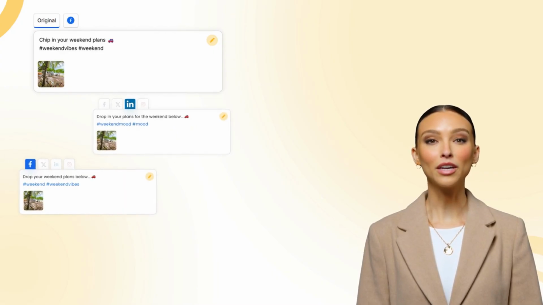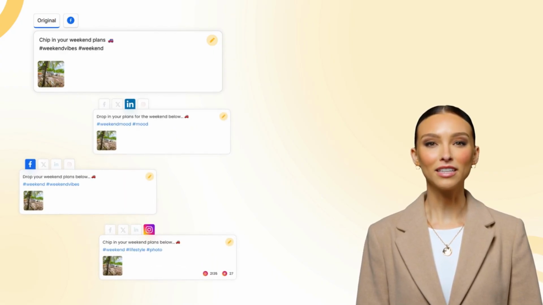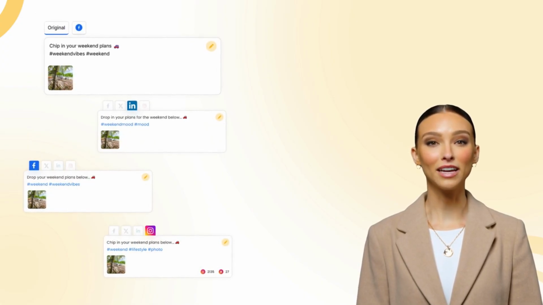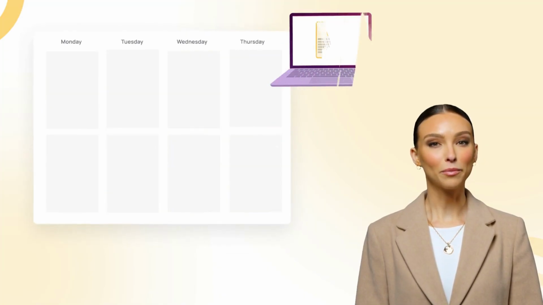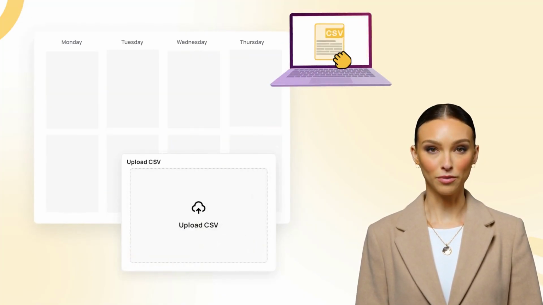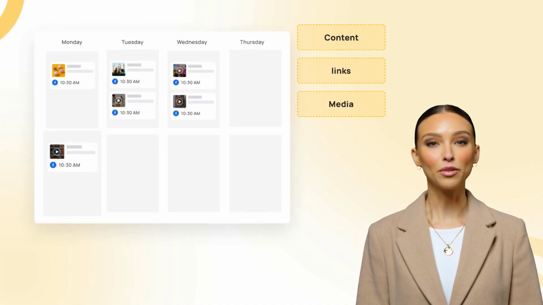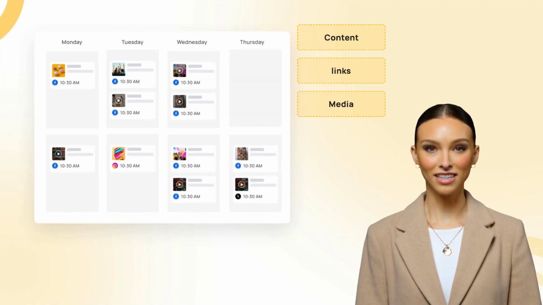Next, you can choose how you want your captions. You want the same caption for all platforms? That's one click. Need to tweak the tone for LinkedIn versus Instagram? You can customize captions for each platform right inside the editor. If you like spreadsheets, there's a CSV option too. Upload a sheet with your content, links, and media, and Recurpost turns it into scheduled posts instantly.